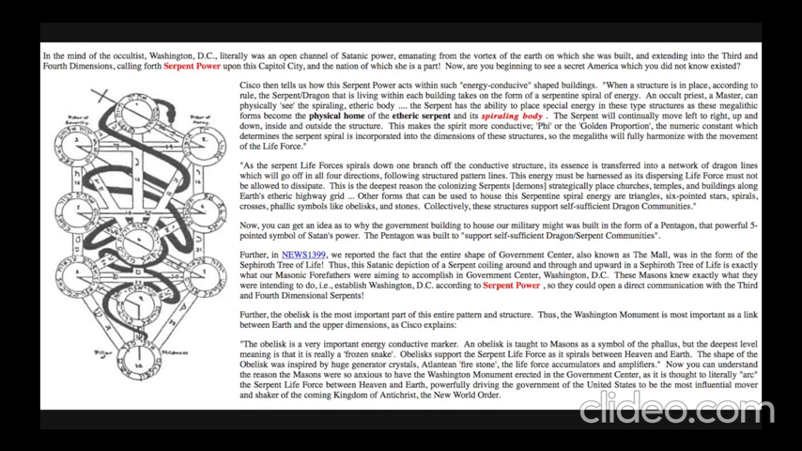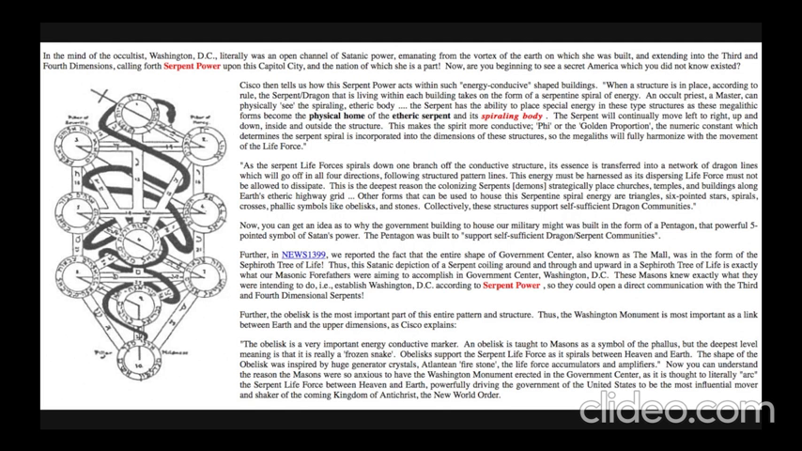As the serpent life forces spiral down each branch of the conductive structure, its essence is transferred into a network of dragon lines which will go off in all four directions, following structured pattern lines. This energy must be harnessed, as its whispering life force must not be allowed to dissipate. This is the deepest reason the colonizing serpents, demons, strategically place churches, temples, and buildings along Earth's etheric highway grid.